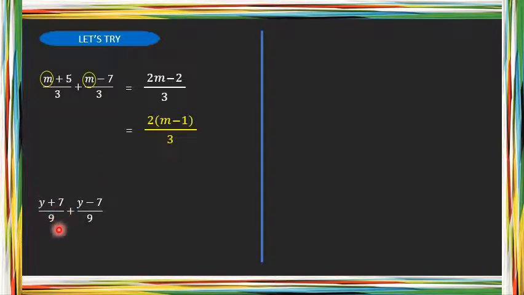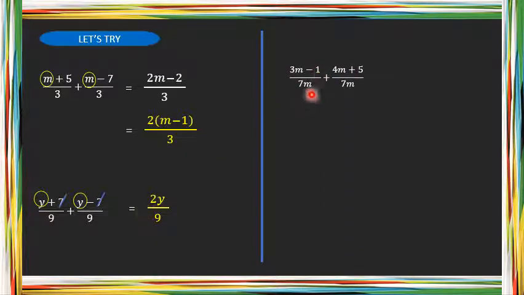(y + 7)/9 + (y - 7)/9. So we have to combine the similar terms again and copy the denominator. We have the 7 and negative 7. These cancel out. Why do they cancel out? Because one is negative and one is positive, you have to subtract, and then this answer is 0. So y plus y is 2y over 9. So this is the answer.